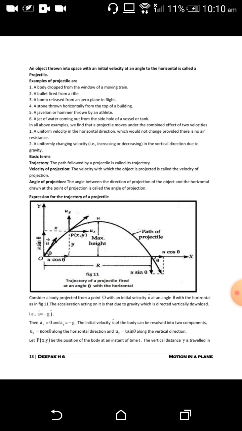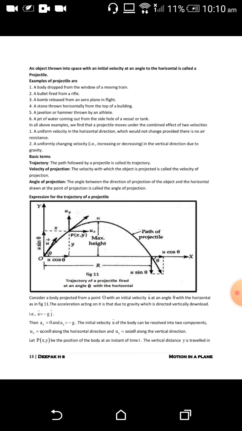So with this, what we are going to do is resolve u into two components, one along the x-axis and one along the y-axis. Along the x-axis, the component of u comes out to be u cos theta, and the component of u along the y-axis comes out to be u sin theta.